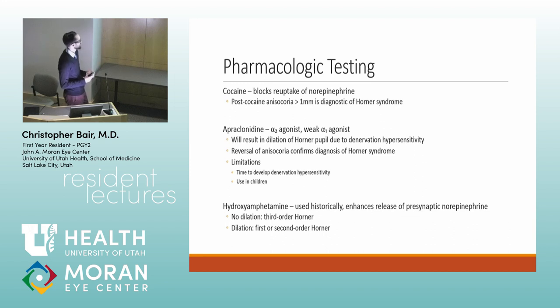And then hydroxyamphetamine is another drug that can help us localize. This has been used historically, and I think the issue is with supply and getting this. We don't really use it that often anymore, but the idea is that it enhances the release of presynaptic norepinephrine. And so, depending on where the lesion is, it can help you localize that. So, if you give hydroxyamphetamine and there is no dilation, then that tells you that the issue is on that third order neuron. However, if you have dilation after giving hydroxyamphetamine, that tells you the third order neuron is intact, and you've got a first or second order Horner's issue going on.